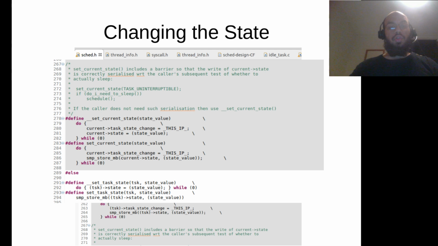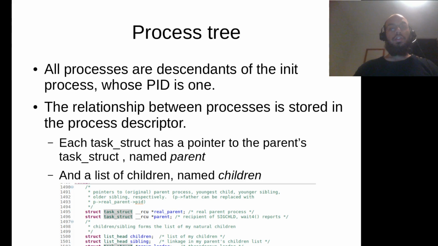And there is also a set task state. Set current state is for the current task, but set task state is for another task, and it takes as input the task that you are trying to change the state for, and the state value. So these are the ways that the states are changed in the kernel.